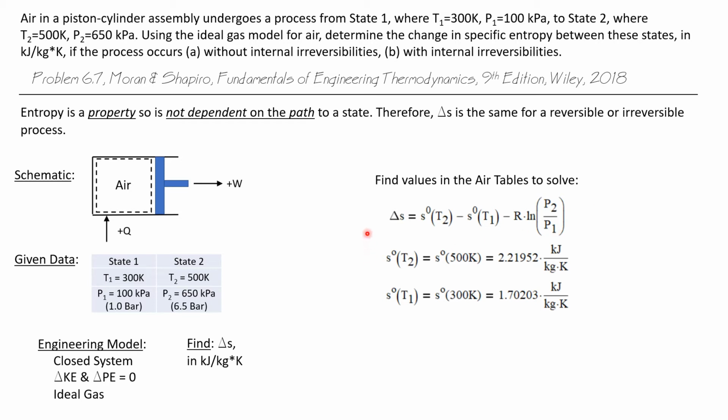And we introduced this equation in previous problems, that the change in entropy, or in this case, the change in specific entropy for a process, is S naught of T2 minus S naught of T1, where this S naught is a value found in the air table, and then minus R times the natural log of P2 over P1. So in the air table at 500 degrees Kelvin, we'll get S naught of T2, which is 2.21952 kilojoules per kilogram K. And S naught of T1 would be S naught of 300 K, and we get a value for that.